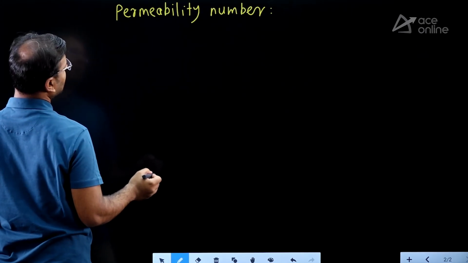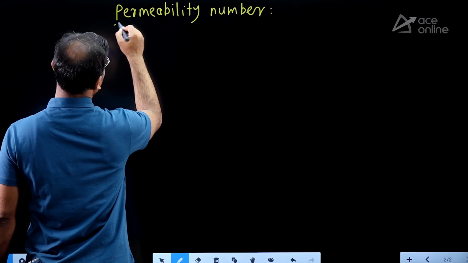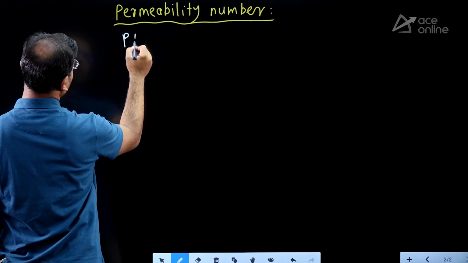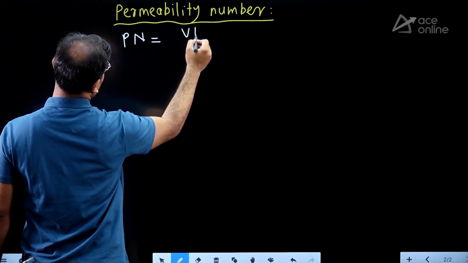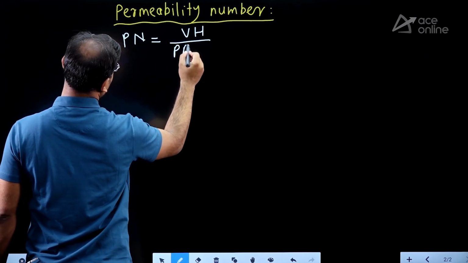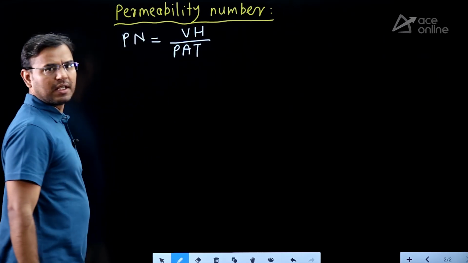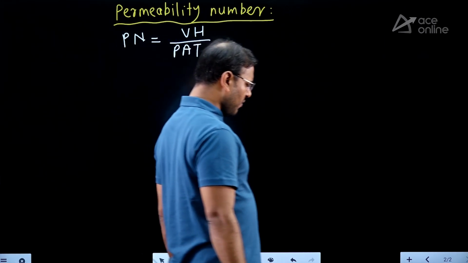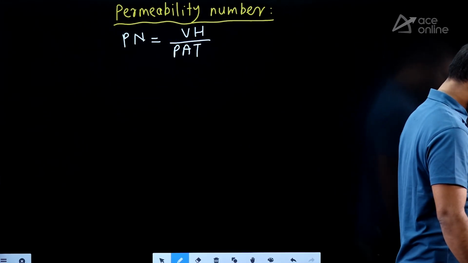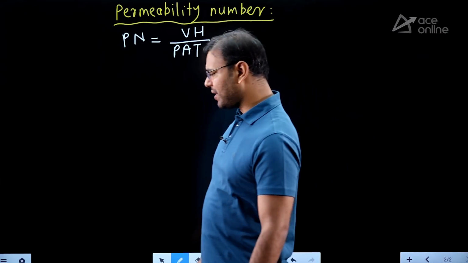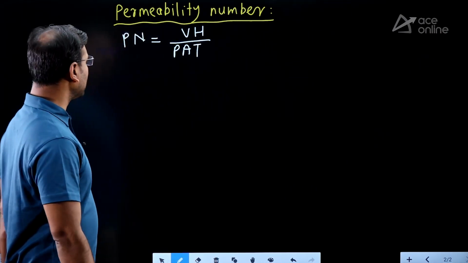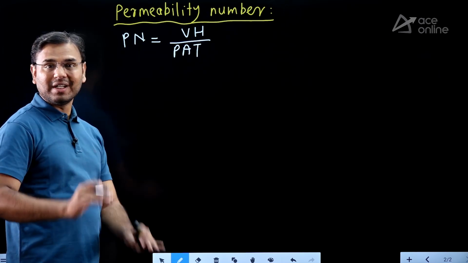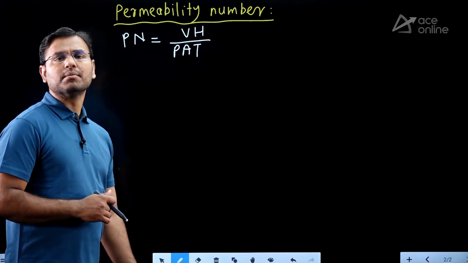Permeability number is the next topic here. The permeability number is denoted by Pn, and it has the formula VH by PAT. Now the question: what is capital V? Capital V is the volume of air, and the volume of air we supply is 2000 centimeter cube. If you already studied the casting chapter, then it is easy for you; if you didn't, it is very difficult to get the points here.